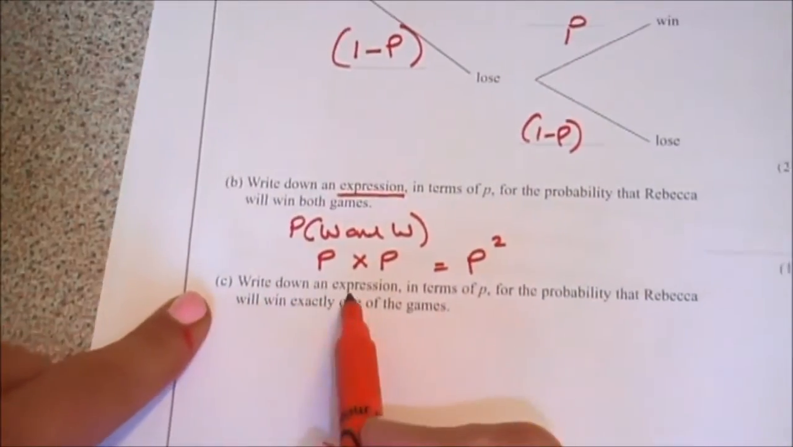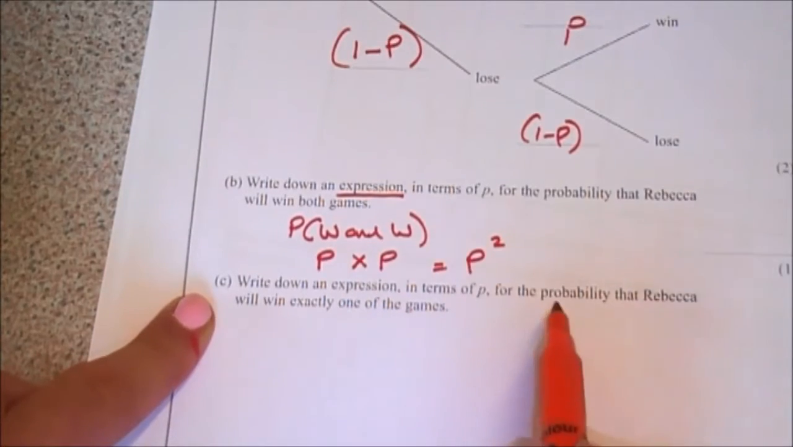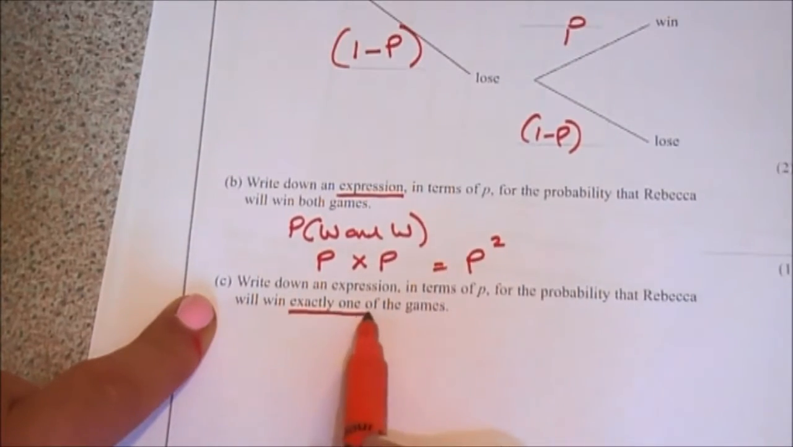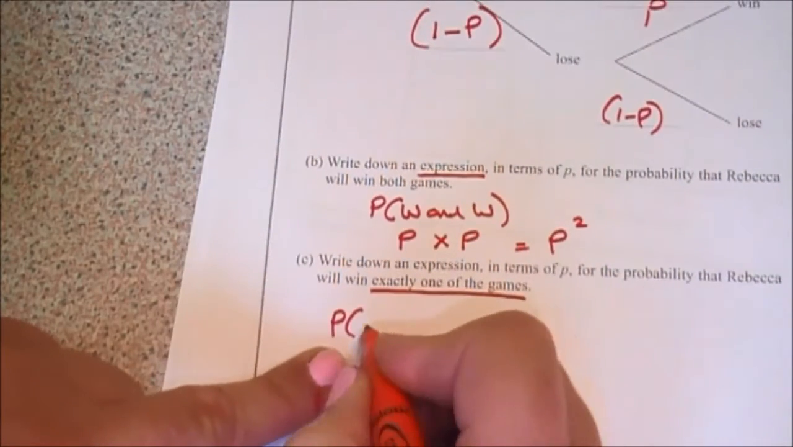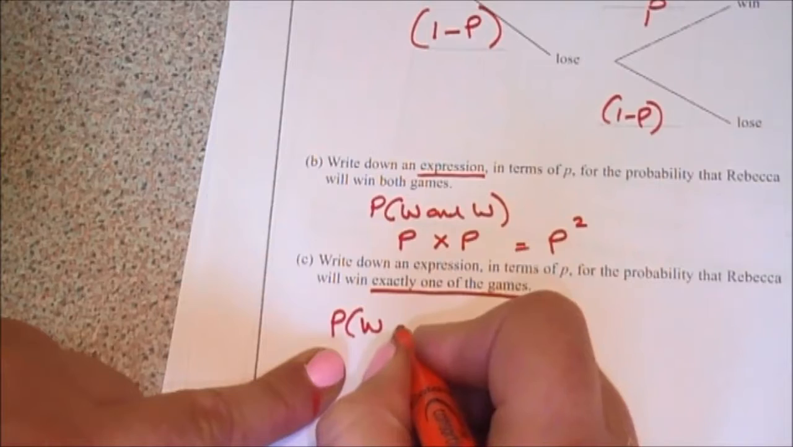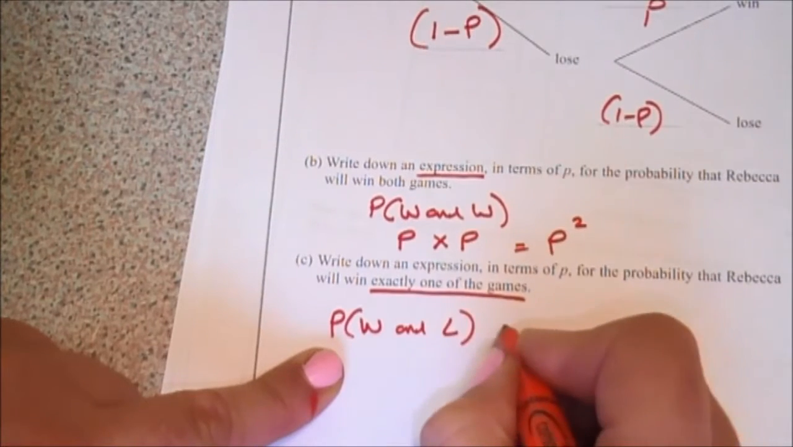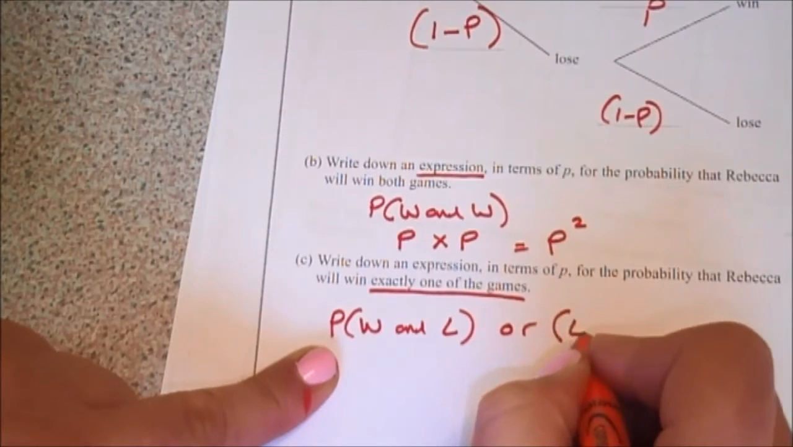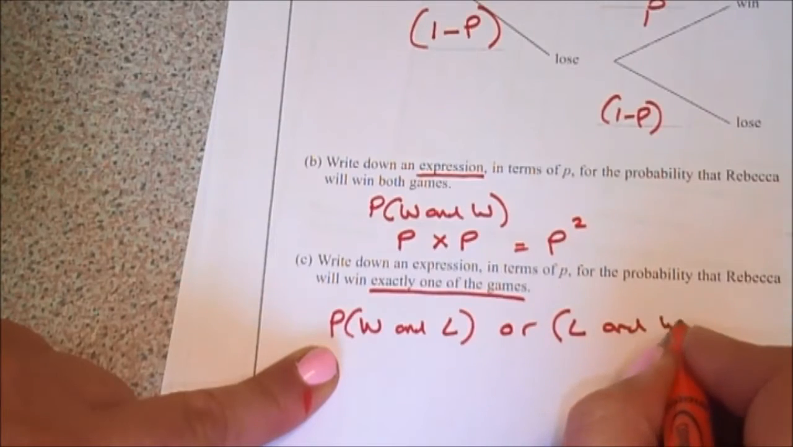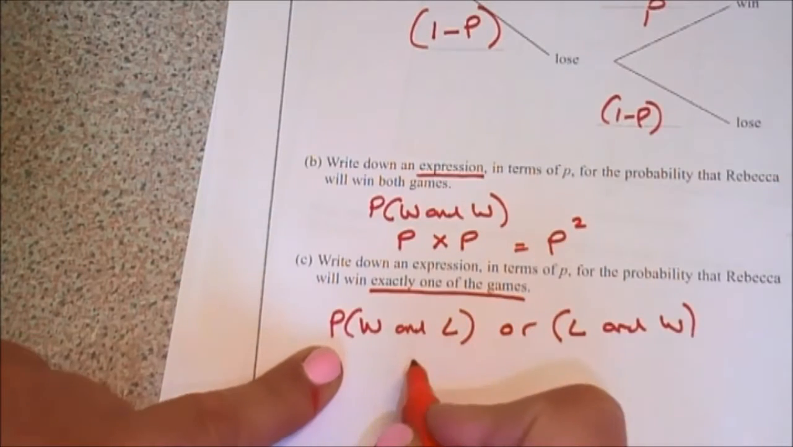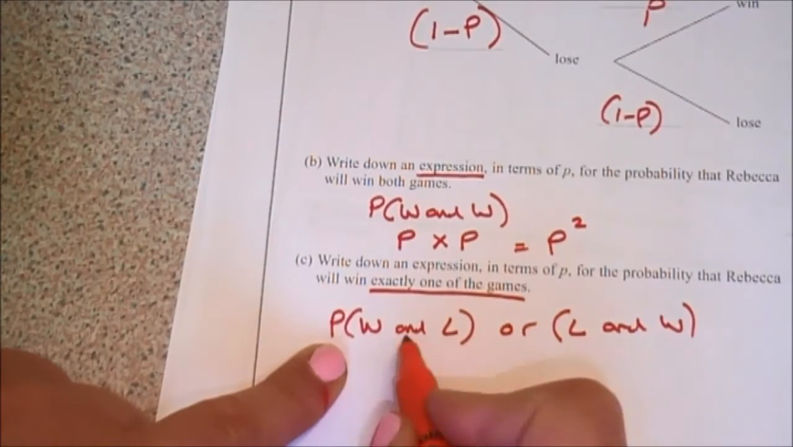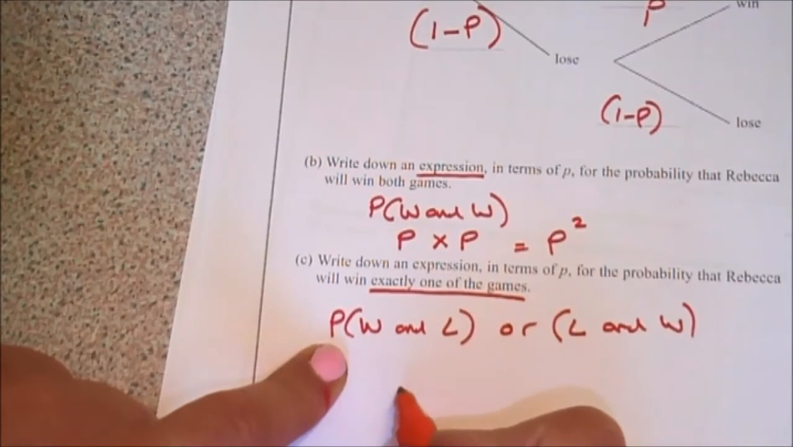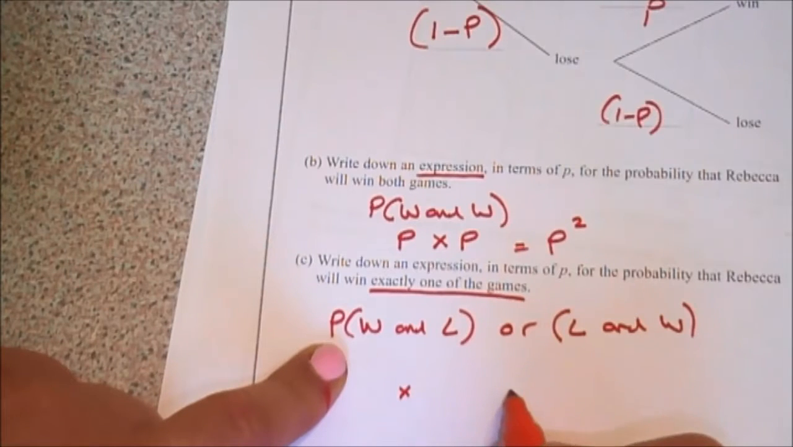Part C wants us to write down an expression in terms of P for the probability that Rebecca will win exactly one of the games. So I'm interested in the probability that Rebecca wins and loses, or loses and wins. So making sure I'm dealing with my signs correctly here. Let's do this one first. The ands are multiplications, and or means plus.